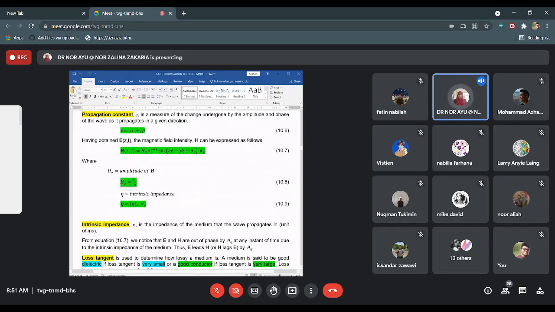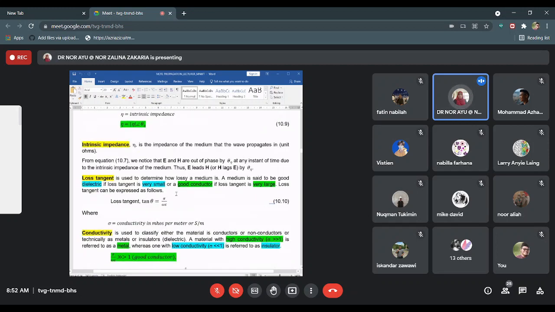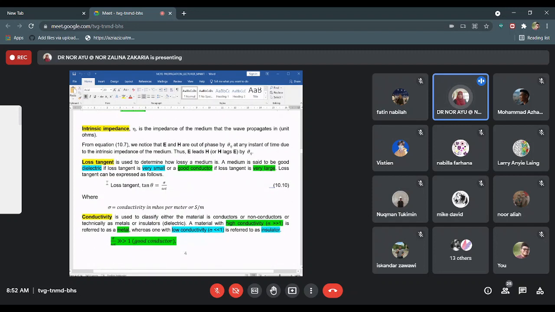H naught is the amplitude of H, same as E just now. To find H naught, it is equal to E naught over the intrinsic impedance. Normally for the intrinsic impedance we take the positive value only. So this is the intrinsic impedance, and this is the intrinsic angle. These are all the definitions, I think you can read them yourself.